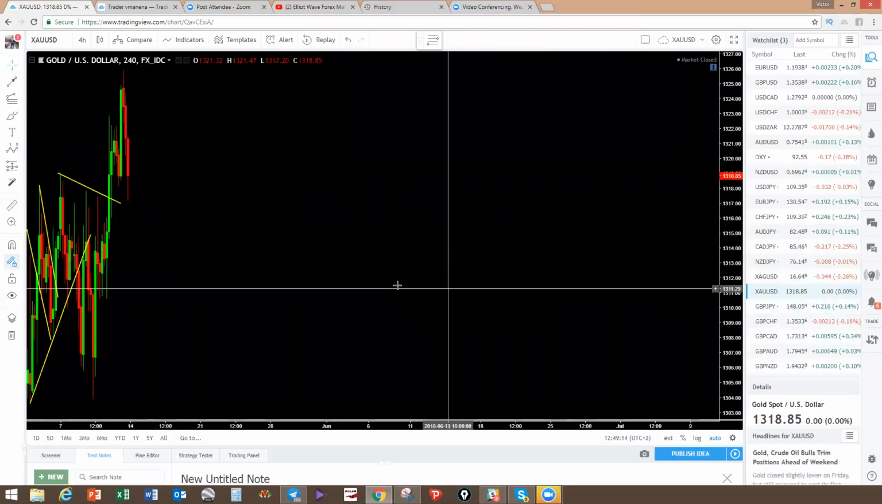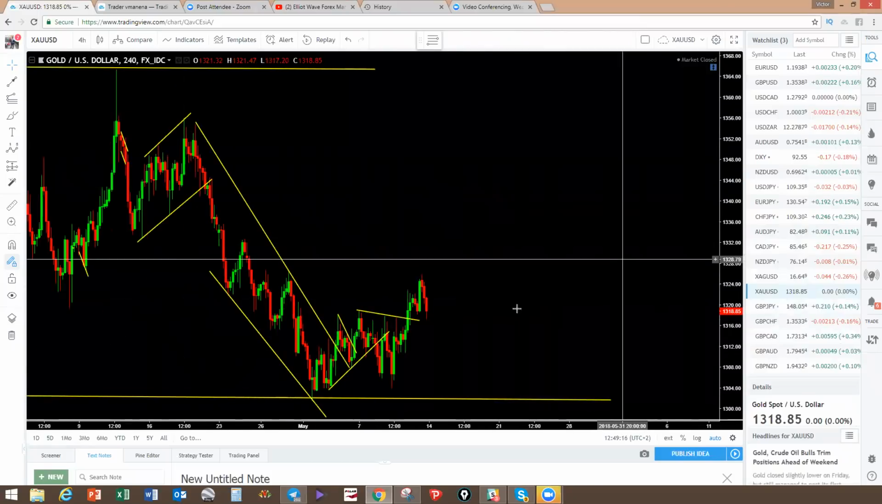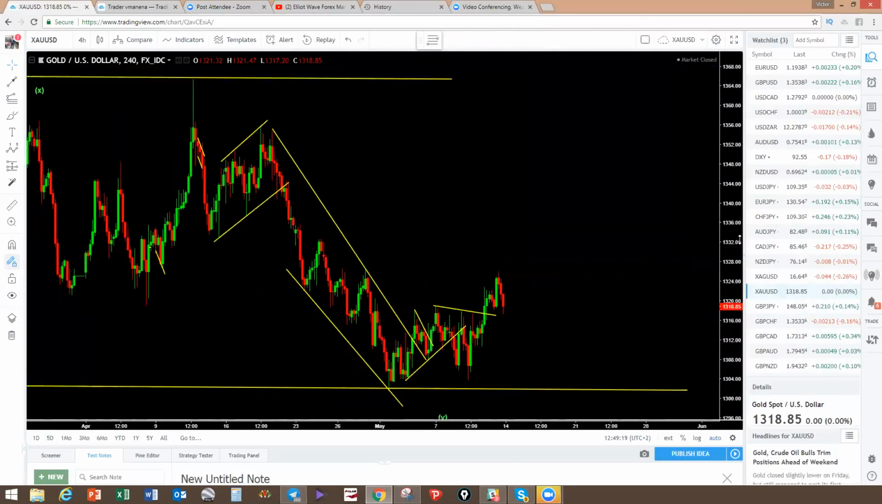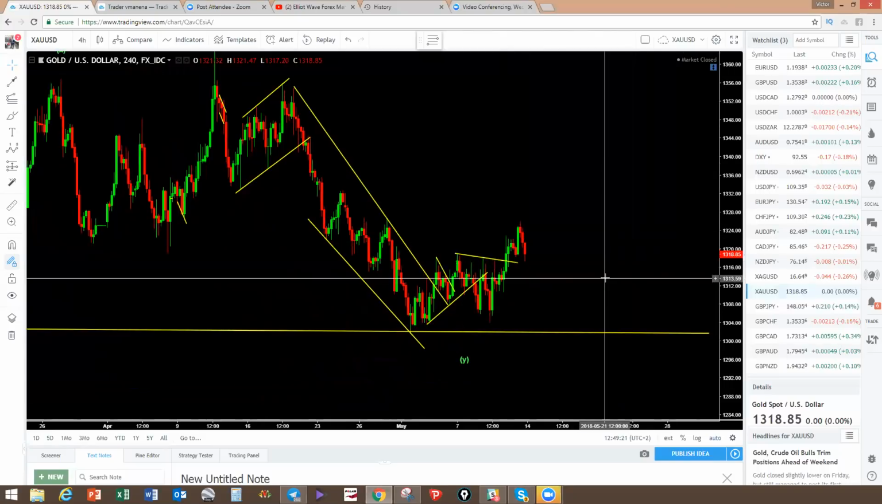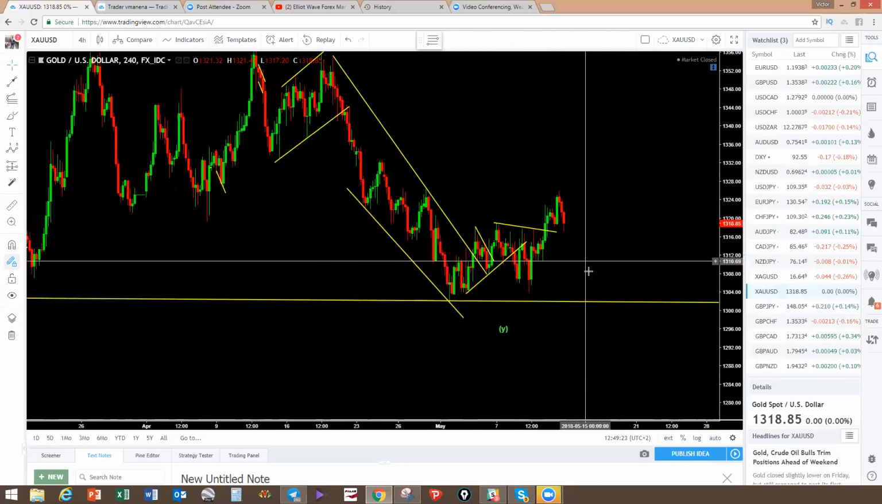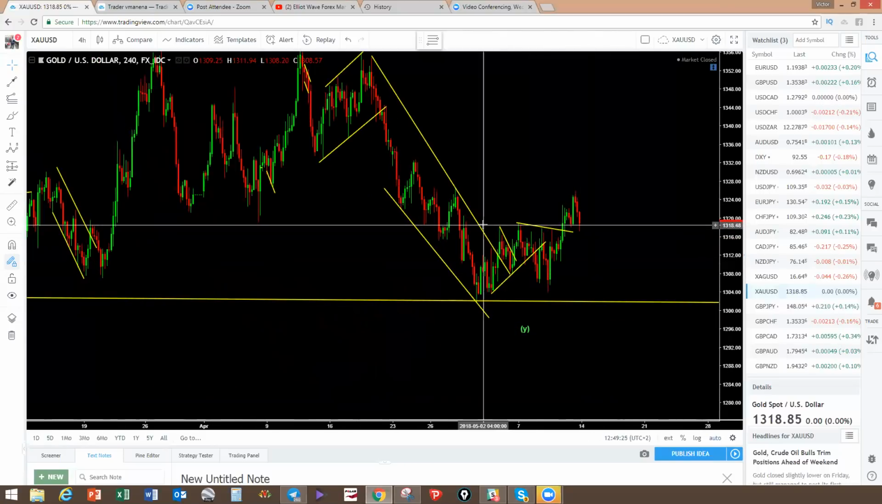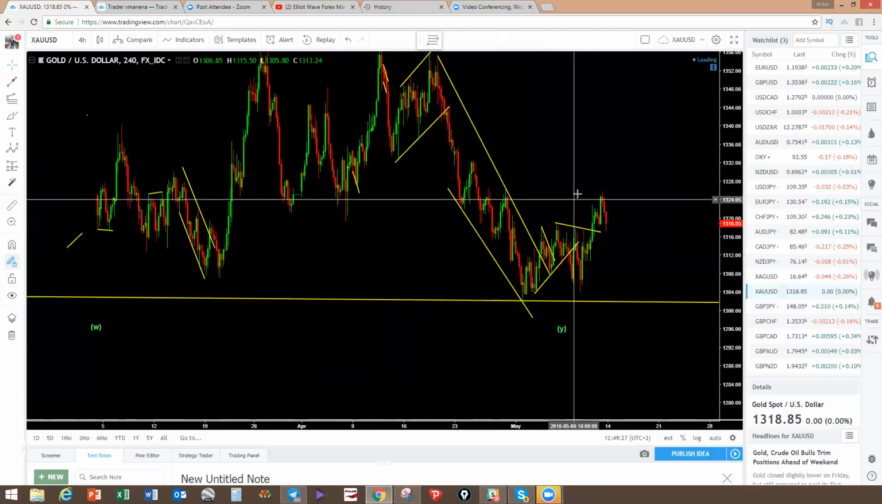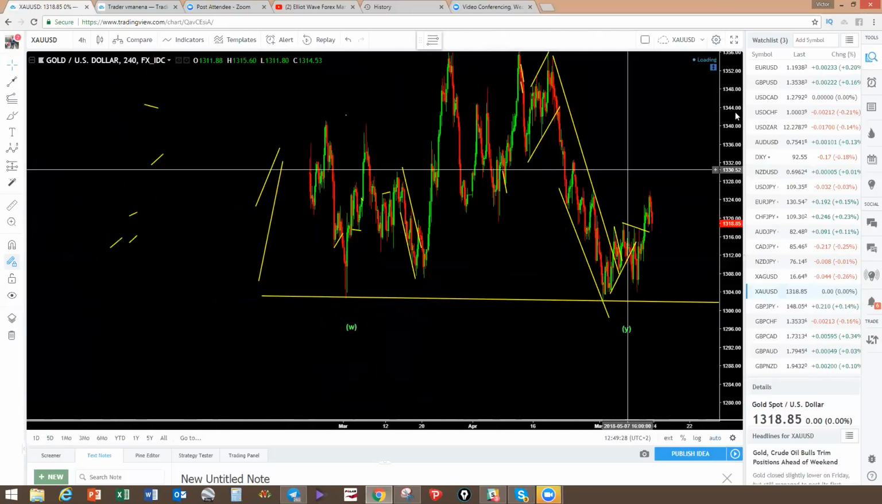It doesn't really matter which one I like. The one that's going to play out, because I'm not going to trade within the correction. I'm going to trade when the correction is complete. So when it is complete, I will know which one is playing out.